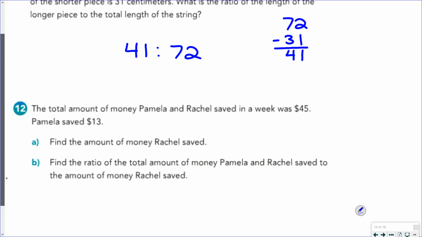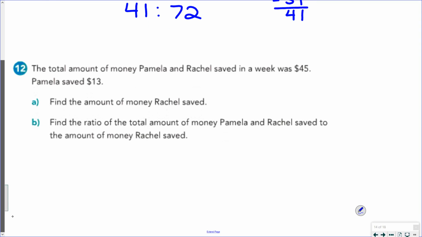And then our final example for today is number 12 here. The total amount of money Pamela and Rachel saved in a week was $45. Pamela saved $13. So I want to find the amount of money Rachel saved. Well, if they saved a total of 45 and Pamela saved 13, I need to subtract, and I get $32.